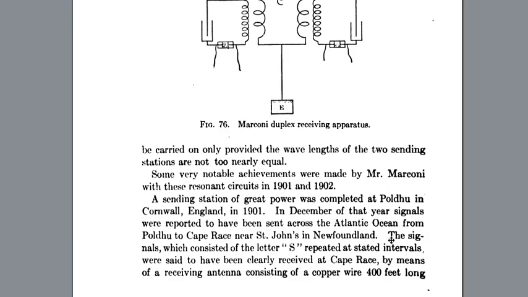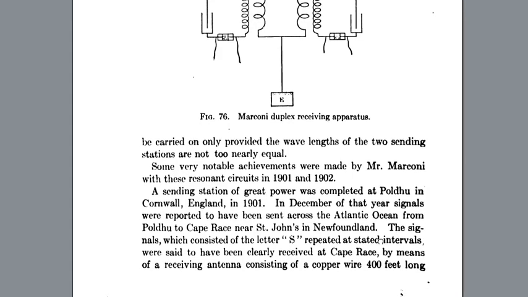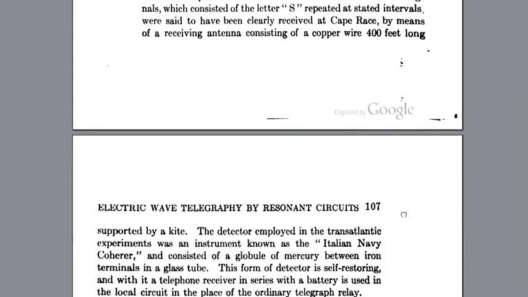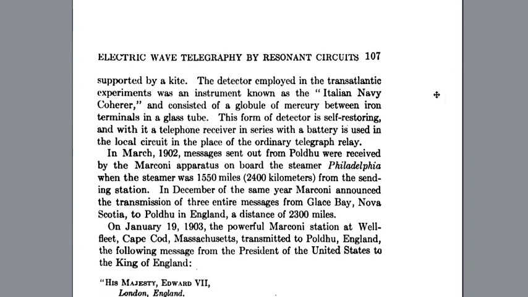The signals, which consisted of the letter S repeated at stated intervals, were said to have been clearly received at Cape Race by means of a receiving antenna consisting of a copper wire 400 feet long supported by a kite. The detector employed in the transatlantic experiments was an instrument known as the Italian Navy coherer and consisted of a globule of mercury between iron terminals in a glass tube. This form of detector is self-restoring, and with it a telephone receiver in series with a battery is used in the local circuit in place of the ordinary telegraph relay.